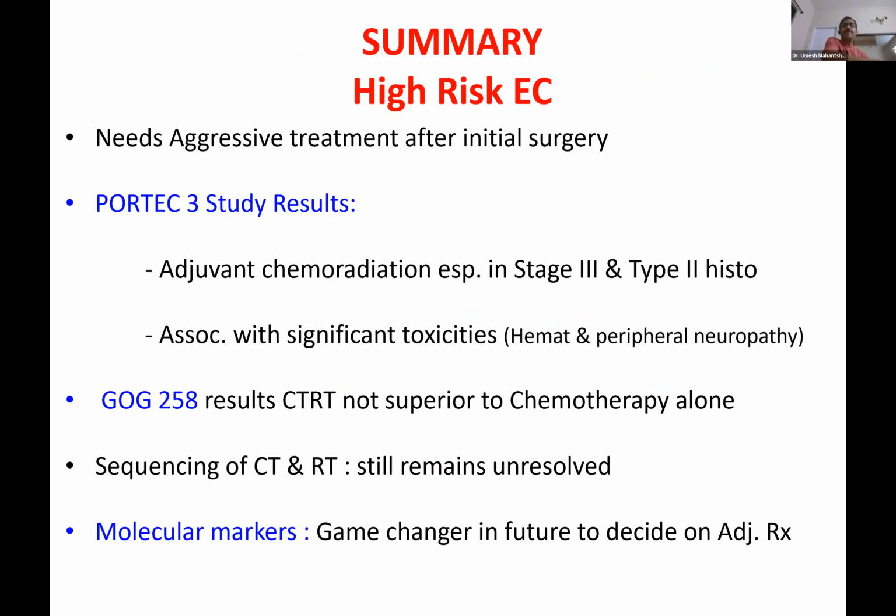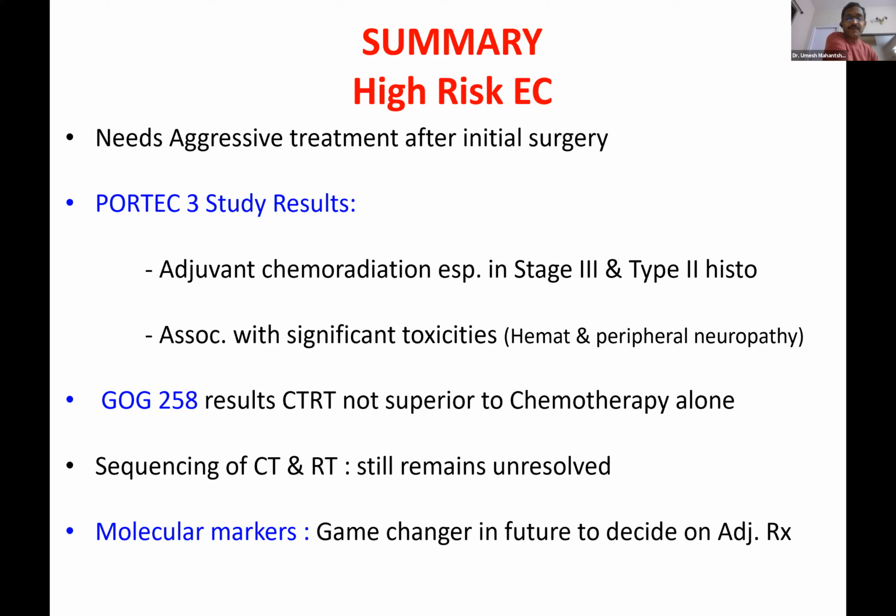So in summary, definitely for high-risk endometrial cancers, we need aggressive treatments after initial good surgery and good histopathology report. And what we learn from PORTEC-3 now is that adjuvant chemoradiotherapy, especially for stage 3 and type 2 histology, is quite useful for significantly improving the outcome as compared to radiation alone. However, one should always remember that this is associated with significant toxicities, especially the hematological as well as peripheral neuropathy. And these patients would need some active support during the treatment.